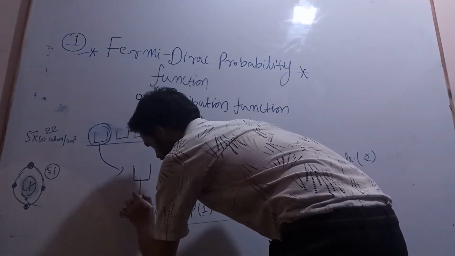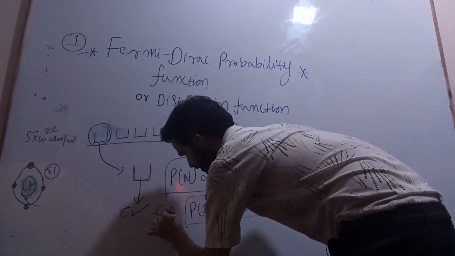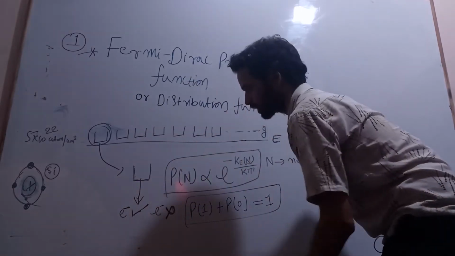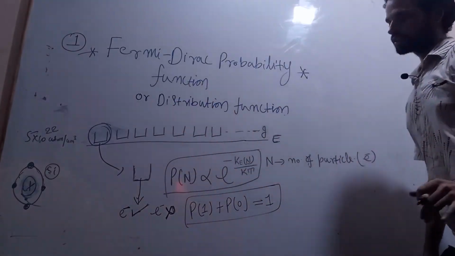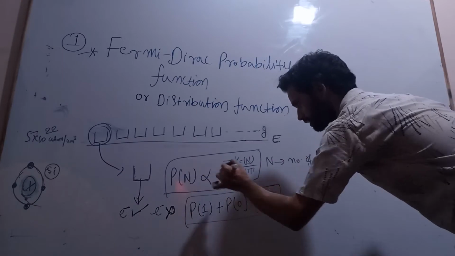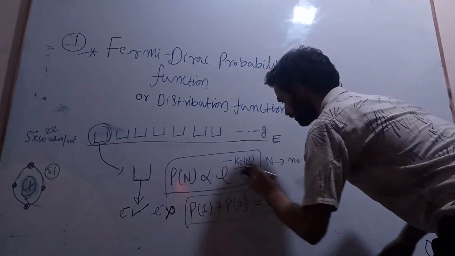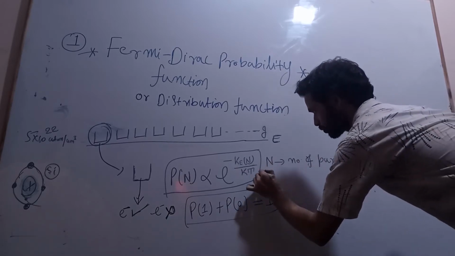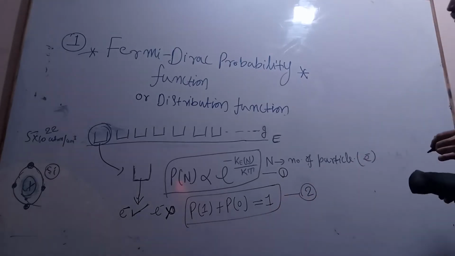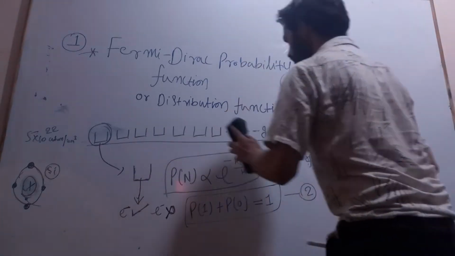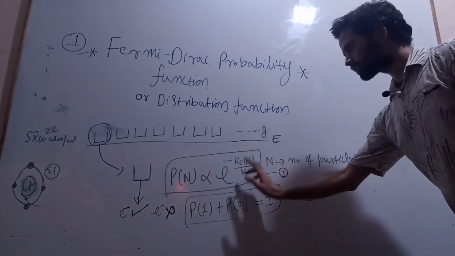So the quantum state may be occupied or not occupied by the electron. The sum of the probability is 100%. Like that, let us put this as P of N. So this is my equation number 1, and this is my equation number 2. Remember this, and note down these two equations.